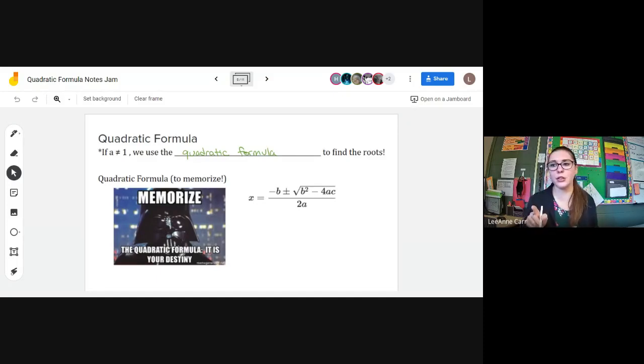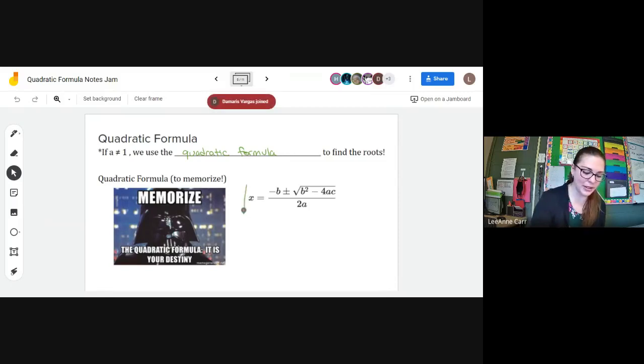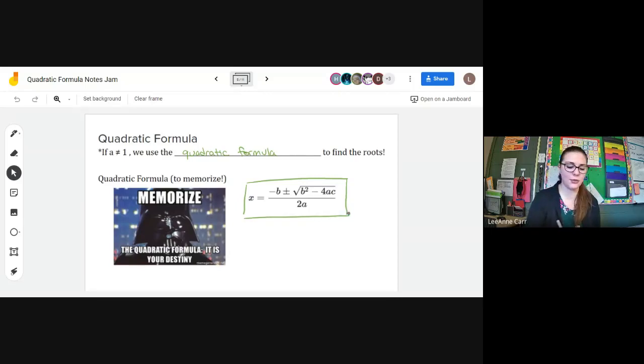And I told you it was going to look scary. I warned you. It is this whole big thing. All right, that is our quadratic formula. And again, I know it looks horrible. We will work through it. We can do this together, guys. It will be okay.